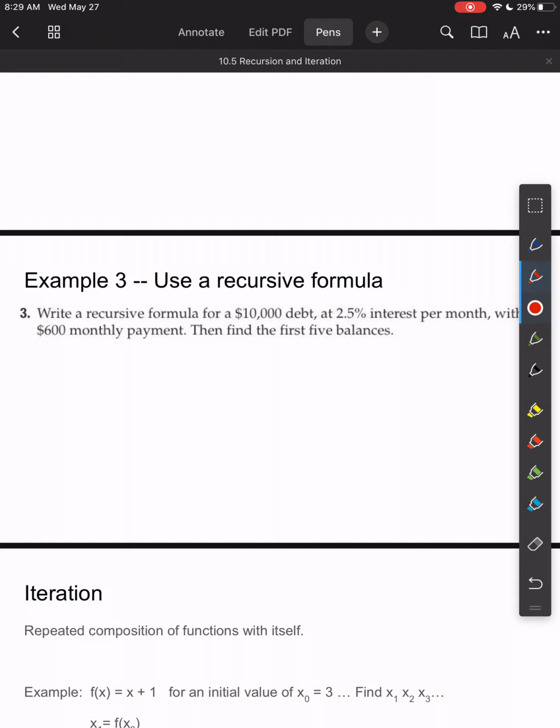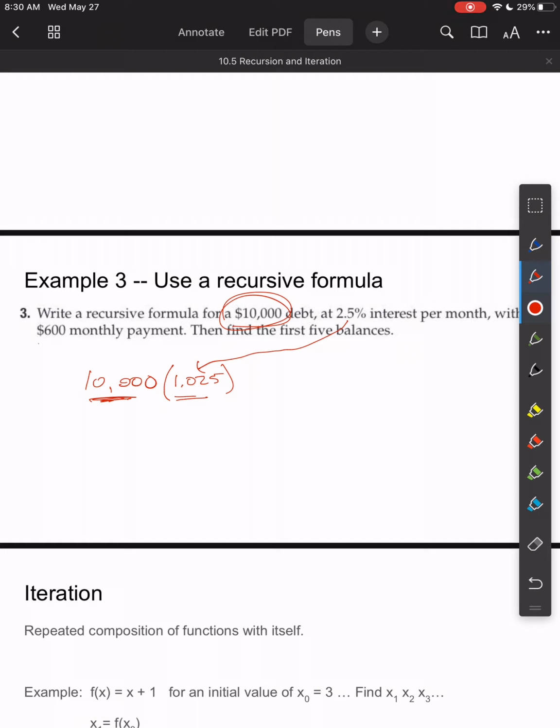Think about this. If you have to pay on a debt, you're always going to have your debt amount. In this case, the debt amount is $10,000. Then interest is going to be applied, in this case 2.5%. To figure that out, we would take 1.025, which is the same thing as taking the whole principal 10,000 multiplied by 2.5% and then adding it back in. So if I take this times 1.025, that tells me what my new balance is.